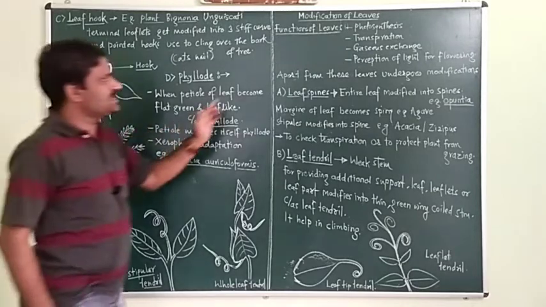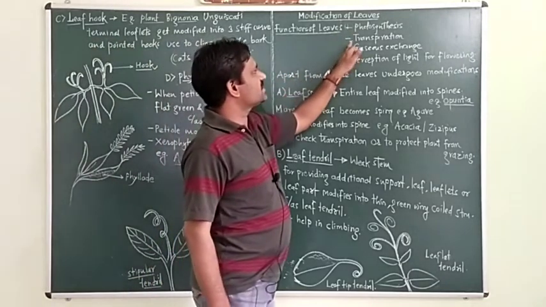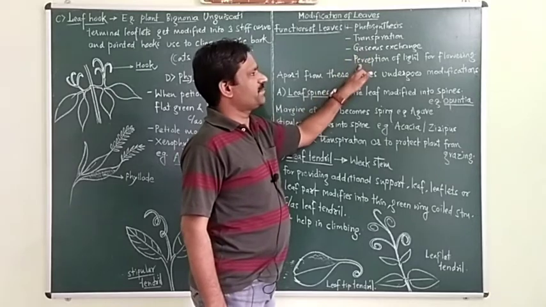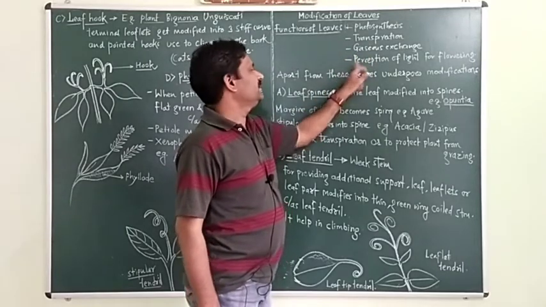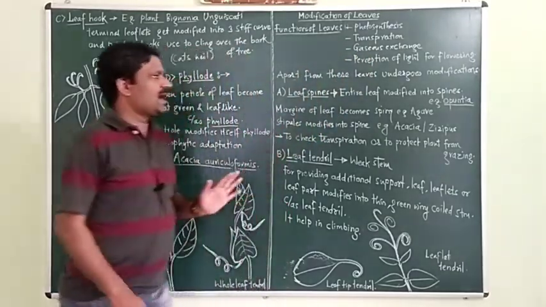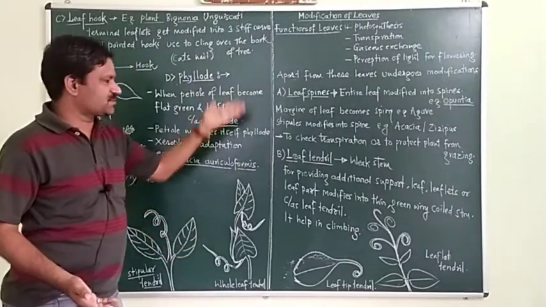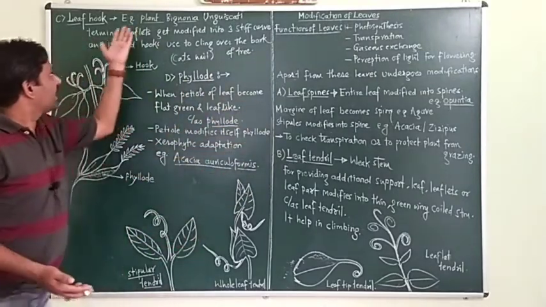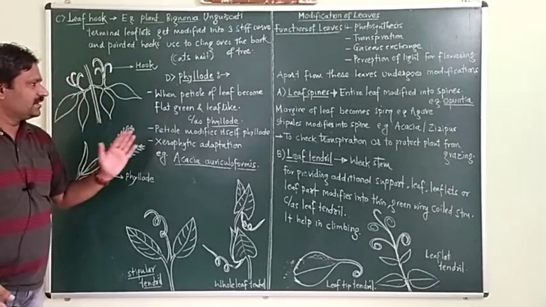Apart from these functions, photosynthesis, transpiration, gaseous exchange and perception of light for flowering, these leaves undergo certain modifications like spines, tendril and leaf hook, and phyllodes.